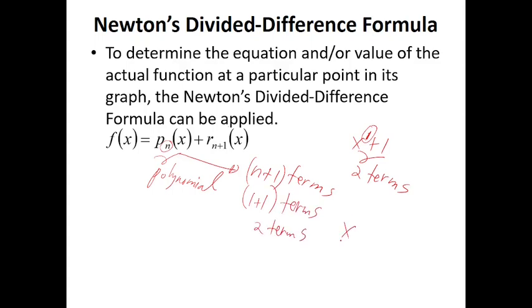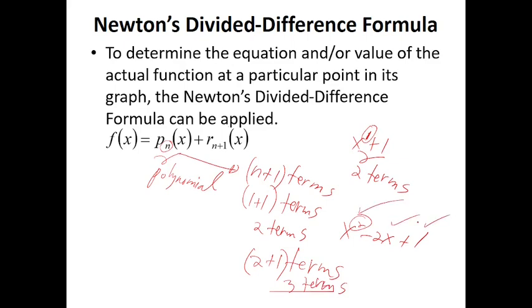Okay? Let's say x squared minus 2x plus 1. Ano yung degree? Pag sinabing degree of a polynomial, yung highest degree, yung exponent, yung highest degree nung variable. So we have 2. So we have n plus 1 terms, 2 plus 1 terms. So we have 3 terms. First term, second term, third term, 3 terms, okay?